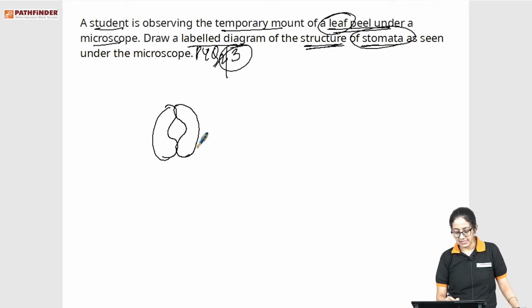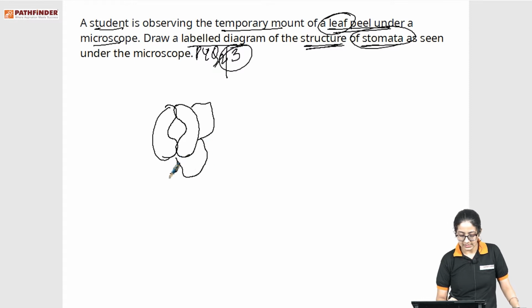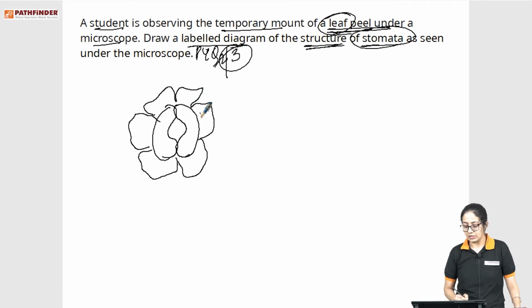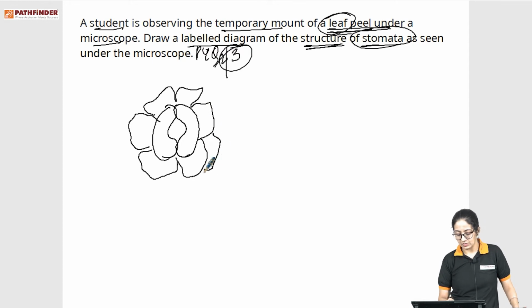You make the guard cells, then important here is drawing the epidermal cells. Now see, the question says leaf peel. It is not possible that you will only see the stomata over here. So that is why it is important to draw the subsidiary cells or the epidermal cells surrounding it. Clear? Now when you are doing this, you draw the guard cells, you draw the stoma, then what are present over here?